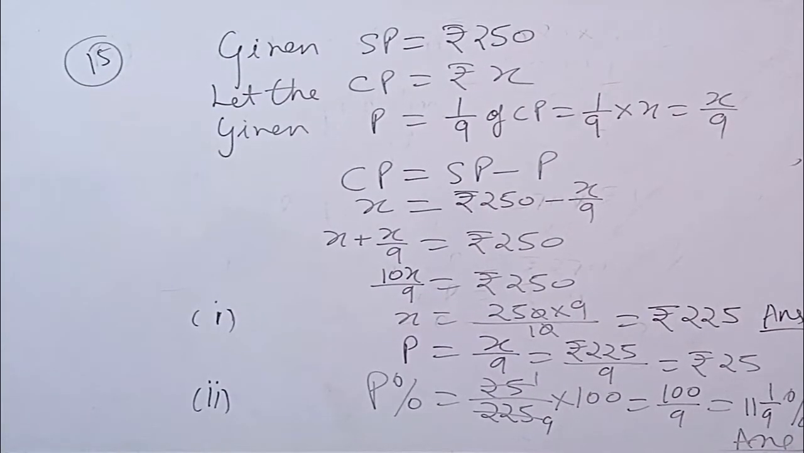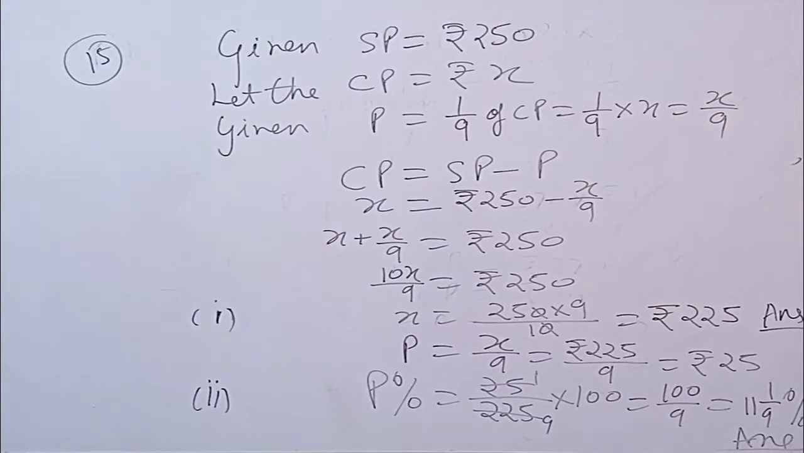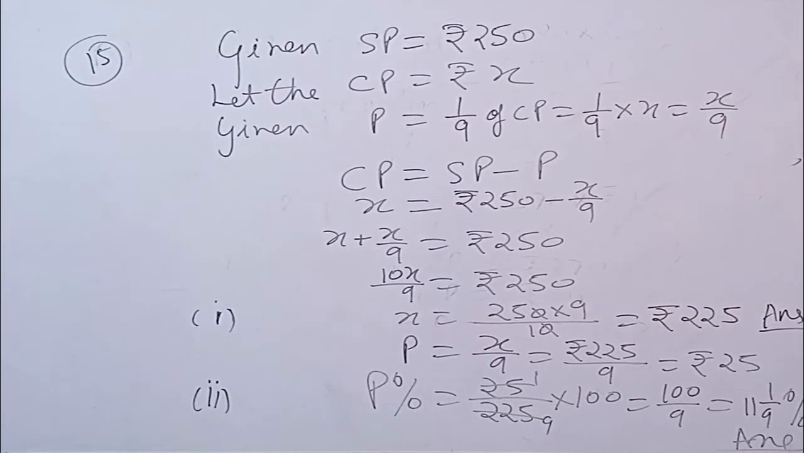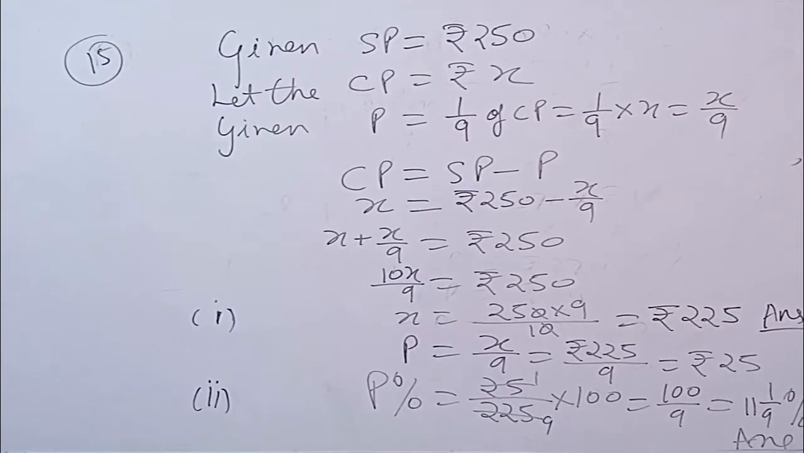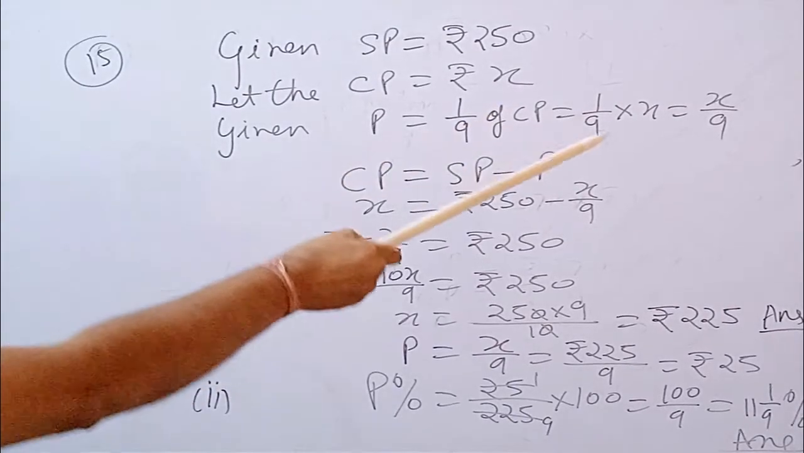Children, I am taking question number 15 of the same exercise. What is given? A man sold a radio set for rupees 250 and gained 1/9 of its cost price. Find its cost price and the profit percent. Here the selling price is given, rupees 250. Let the cost price be rupees X, and the profit is 1/9 of the cost price, that is 1/9 of X, that is X upon 9.